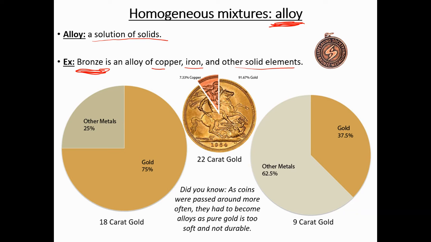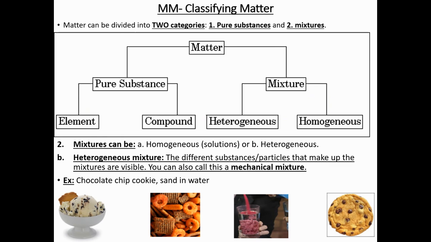But this is just one example of a homogeneous mixture, an alloy, which is a solution of solids. So we give it a special name. And then we go to heterogeneous mixtures. There, visually, you can see the different components.